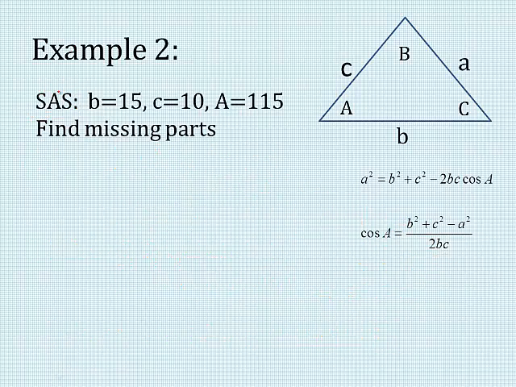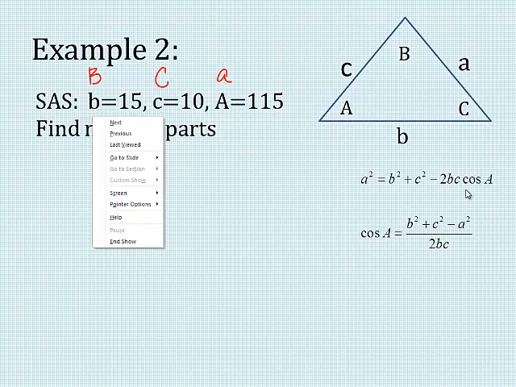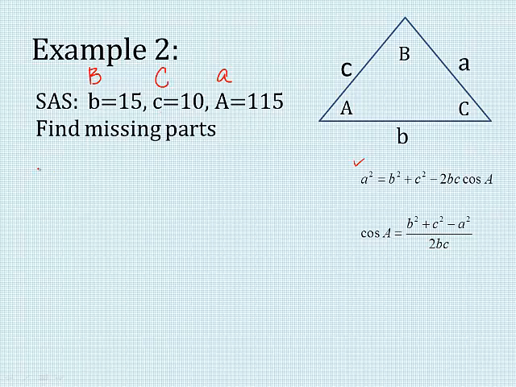Side, angle, side. So in this one, I need to find big B, big C, and little a. So where do you start? What can you use? You have little c and little b and big A, so you could use this first one and solve for little a first. So I'm going to do a squared equals b squared plus c squared minus 2 times b times c times the cosine of A. You've got to write these steps out. There's so much going on here. And then you're going to type it carefully into your calculator.